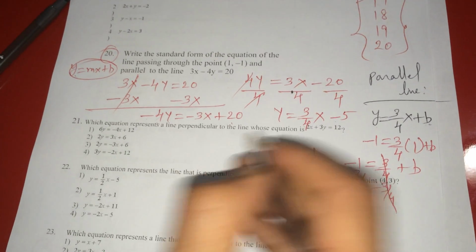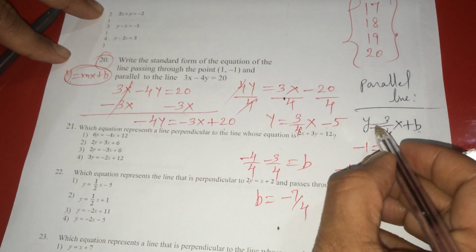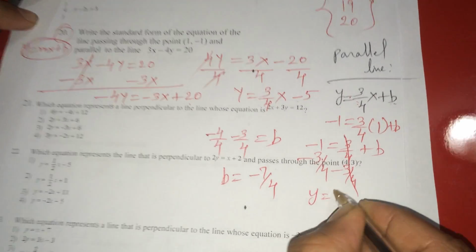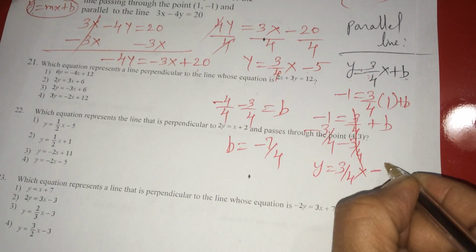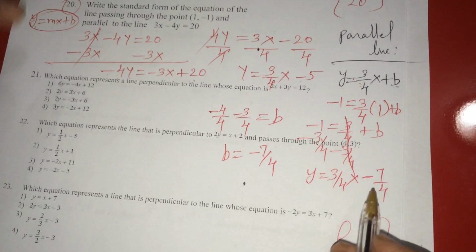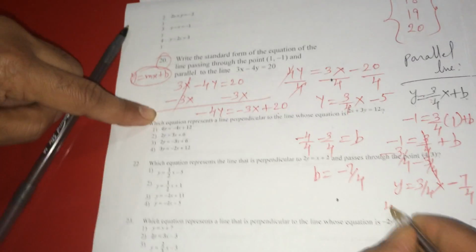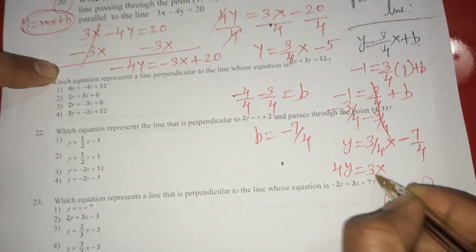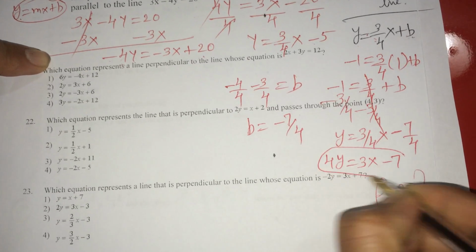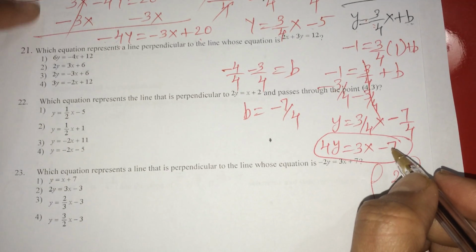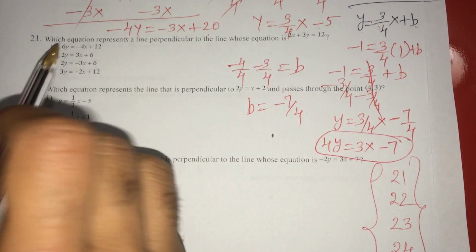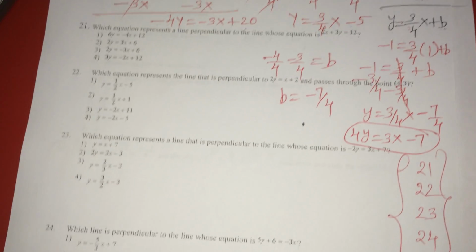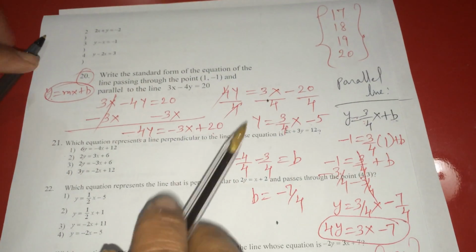Therefore I can write this parallel line like this: y equals 3/4 x plus b, and b is minus 7 over 4. And if you multiply with 4, you get 4y equals 3x minus 7. This is the final answer, but there are no multiple choices here. You can just leave it like this, like a short answer. In the same model, you try the 21st, 22nd, and you try 17, 18, 19, same type.